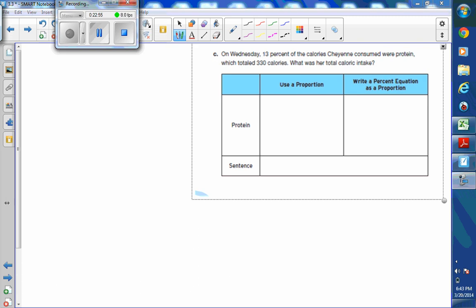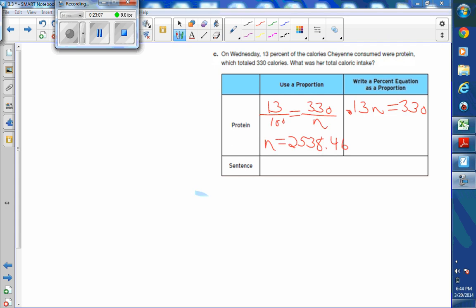Okay, look at C. On Wednesday, 13% of the calories Cheyenne consumed were protein, which totaled 330 calories. What is her caloric intake? Same as A and B. You just need to finish it off for C. Okay, so again, these look like your equations. Hopefully you got these equations. I went ahead and solved it for one of them so that you could see the answer.